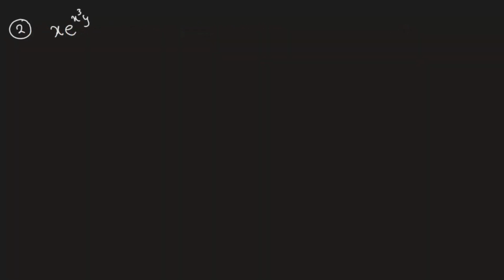Now let's move on. Alright guys, this is our second example. Here the example is x e to the power of x cubed y. You can see that this is a function and this is another function, and they are multiplying. So if two functions are multiplying, what is this? Yes, you're right, it's the product rule.